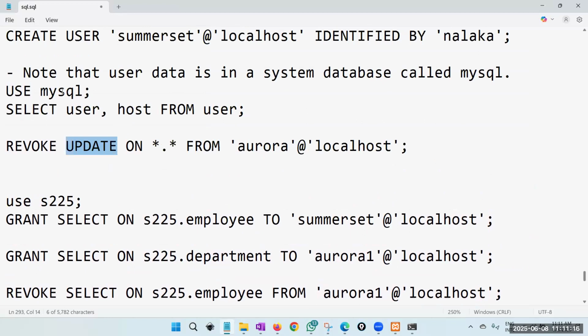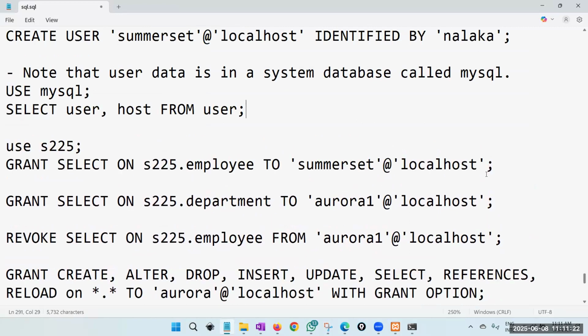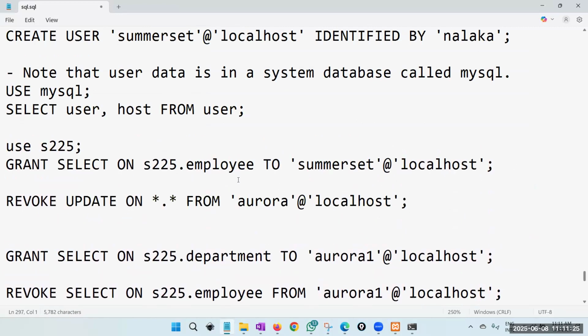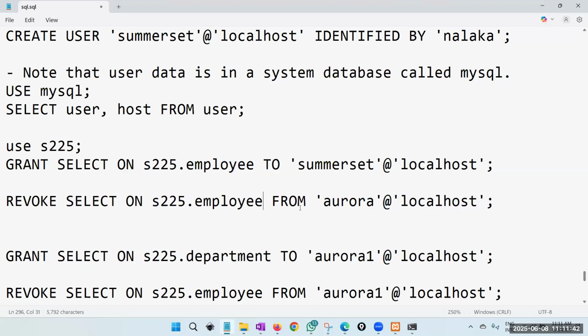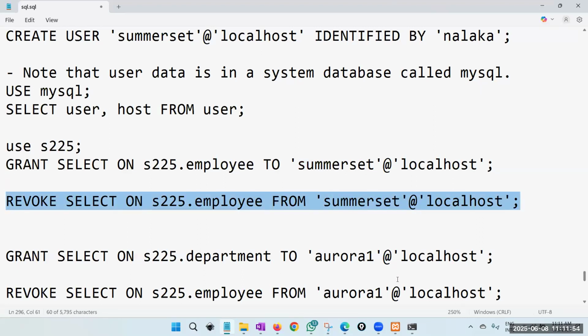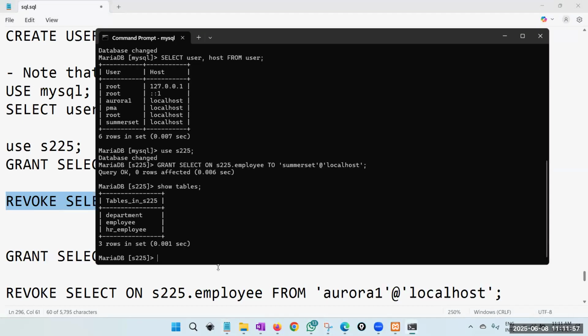So revoke select on. If you want to give it to all the databases, you can do it like that. Okay? All the databases, all the tables. But only from the employee table. From the earlier two, now, because you are revoking from Somerset at localhost. Now we revoke. Right? Revoke select privilege.